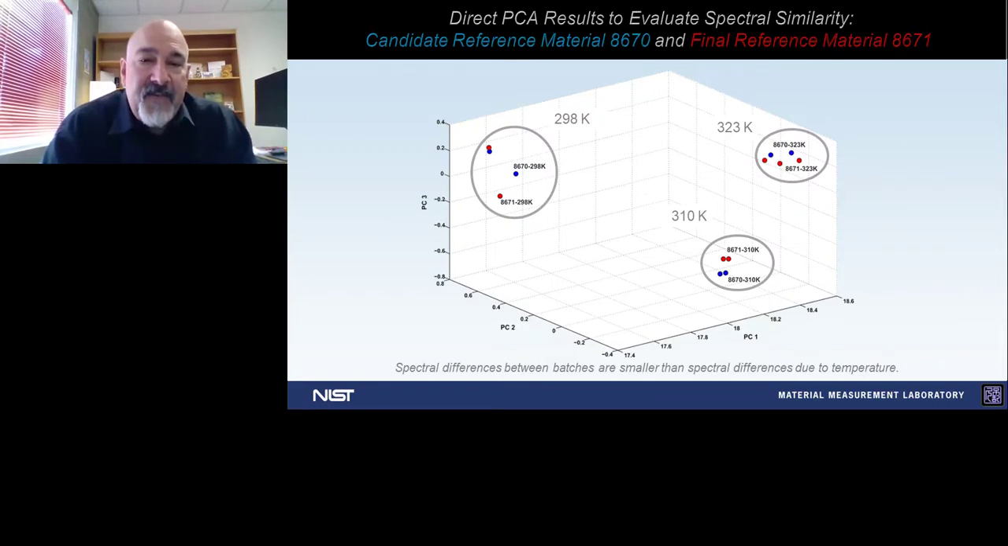In this example, we study spectra from 2 different lots of the NISTmAb measured at 2 slightly different temperatures. And what we see here is that the variation in spectra with respect to temperature is much larger than the lot-to-lot variation. So in this case, this is a kind of proof of concept to show how you would use this method to decide on similarity.